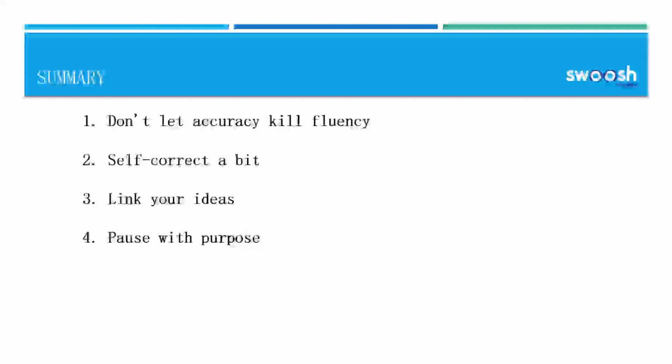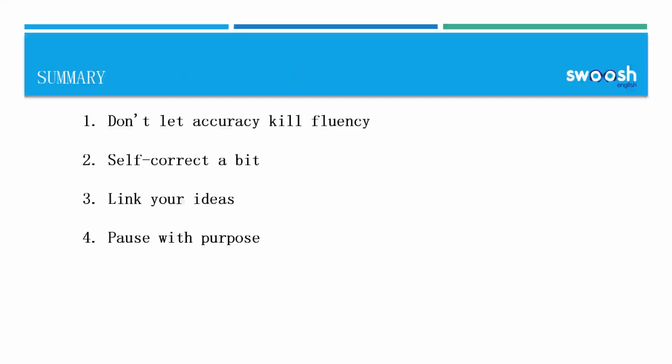So as a summary, don't let accuracy kill fluency. If you make some grammatical errors in your speech, you can still get a high score in the OET. You don't have to speak absolutely perfectly. But if you're trying to produce 100% accuracy and you sacrifice fluency as a result, then you cannot get that B or above when it comes to the OET.